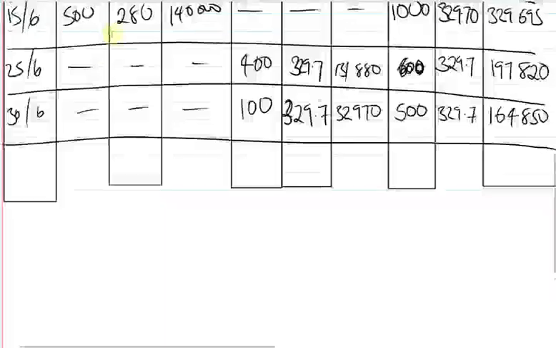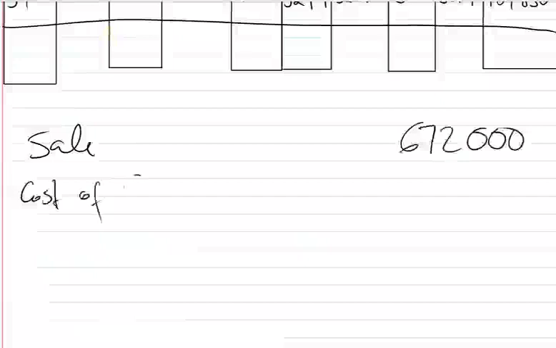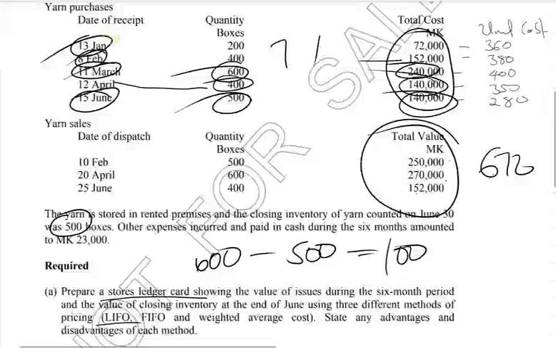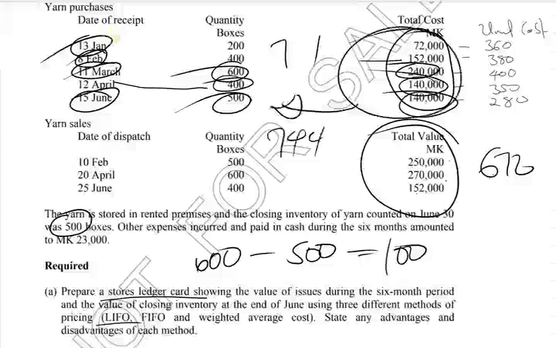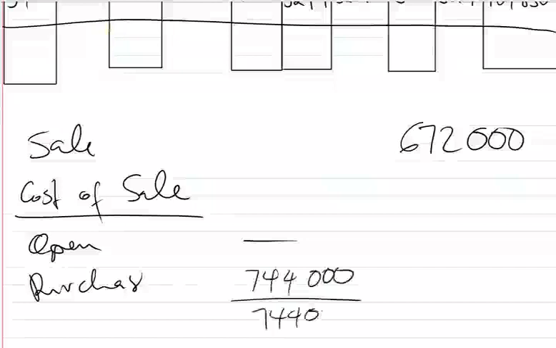So if we were to come up with a statement of profit or loss, we should say sales. The sales figure will be the same, right? Which is the addition of this. So it will be 672,000. Now, cost of sales: opening inventory, there was none. Purchases, we have to add up the value of purchases. So this is the value of purchases. If you add them up, we're going to find 744. Let's do closing inventory.